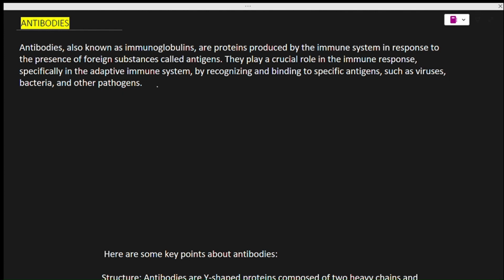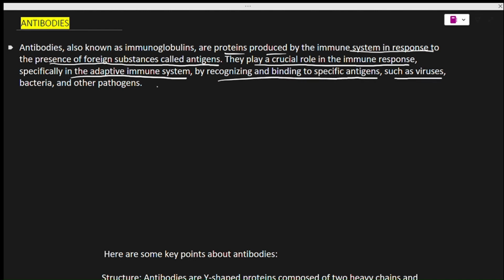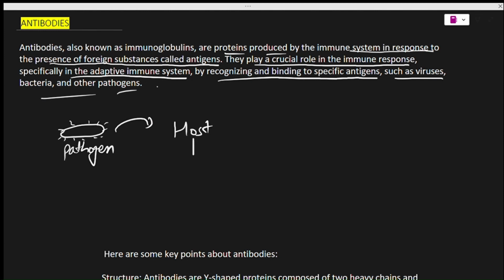Continuing with the definition, antibodies are proteins produced by the immune system in response to the presence of a foreign substance called an antigen. They play a crucial role in the immune response, specifically in adaptive immunity, by recognizing and binding to specific antigens such as viruses, bacteria or other pathogens. It is a common occurrence that some kind of pathogen will enter the host body. In order to destroy this pathogen, the host will produce an immune response. I have also described earlier that this immune response can be of two types, and one of those is adaptive immunity, which is a specific kind of immunity.